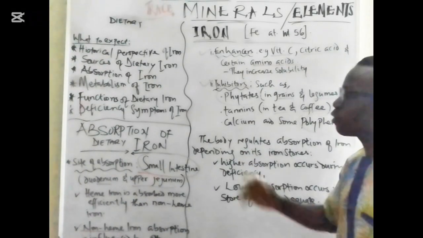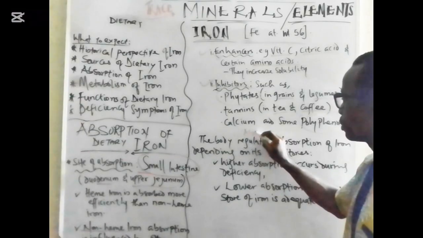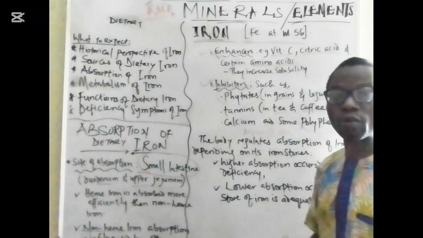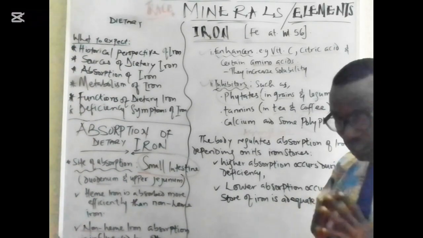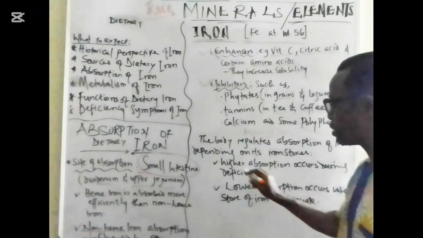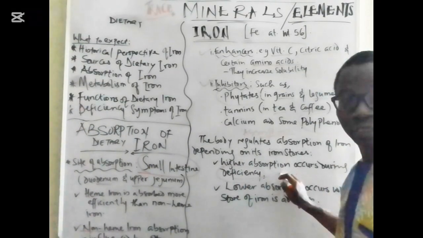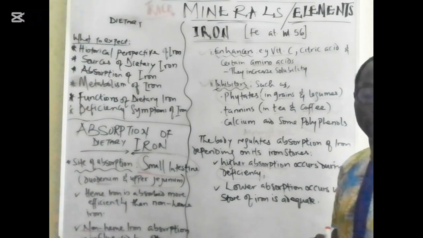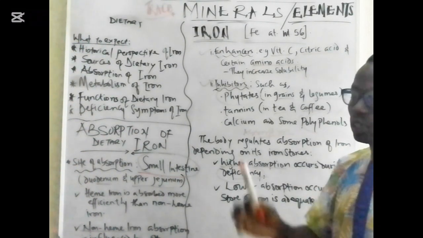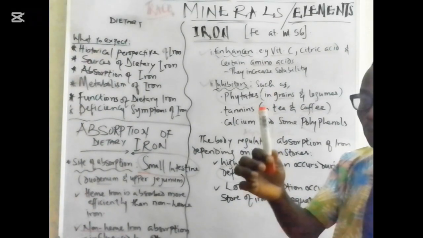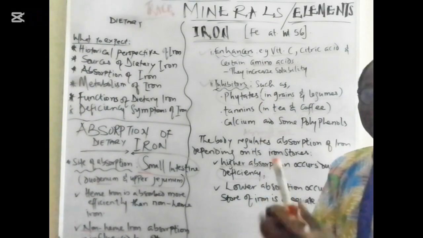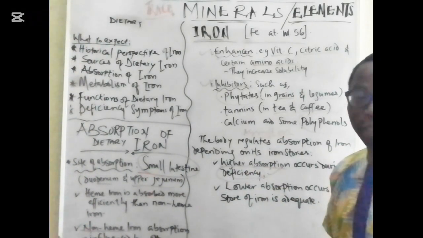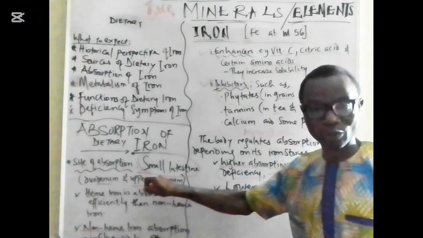Now, when we talk about absorption, the rate at which absorption will occur will depend on availability in the body. So, when the body is deficient of iron, there is a higher absorption of iron. The same principle applies in life. If this is full, you don't absorb more, you don't take in more. But if it's empty, you take in more. So when there's deficiency, there's a high absorption of iron in the body.